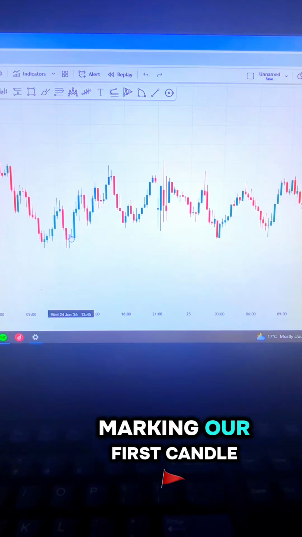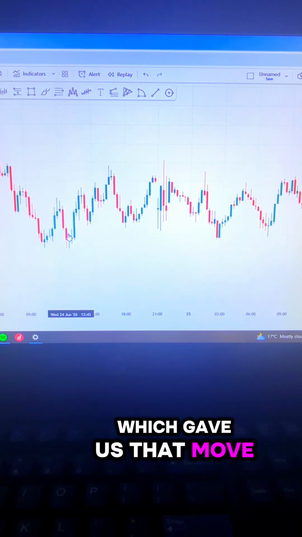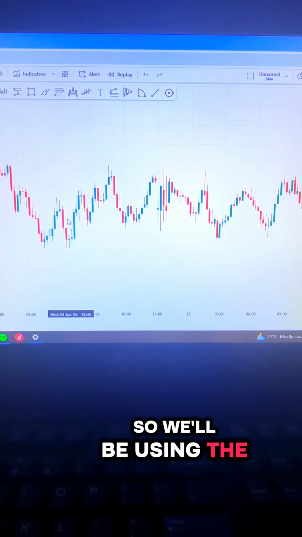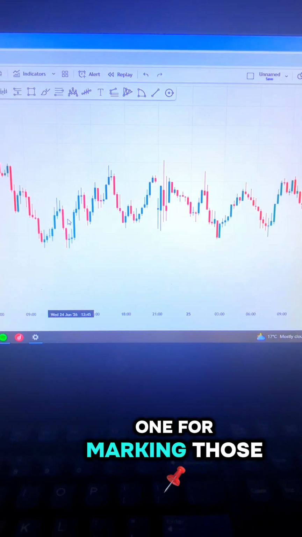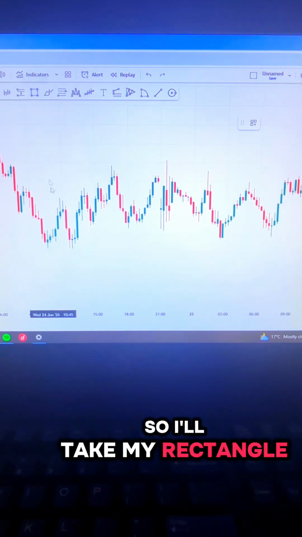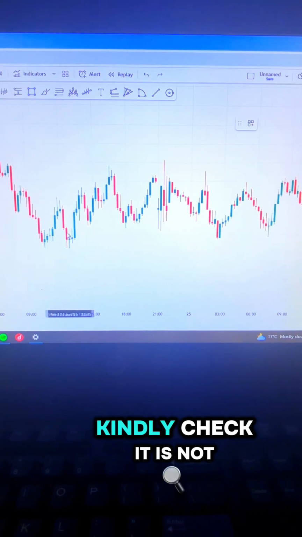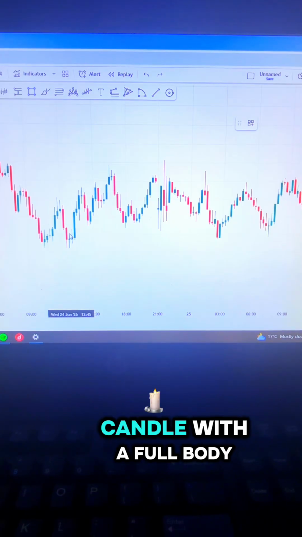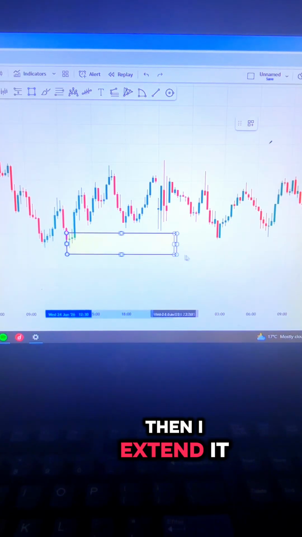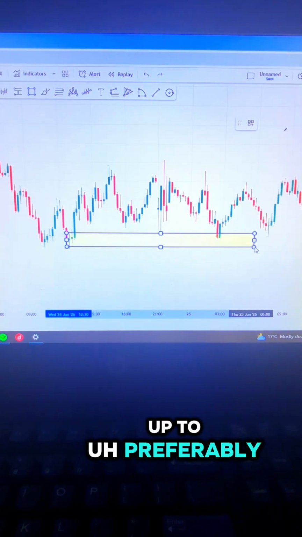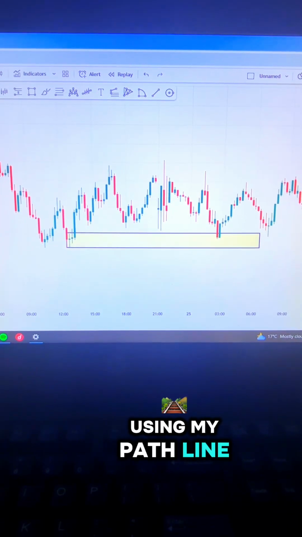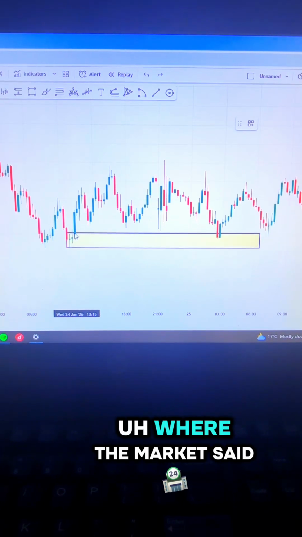So we'll simply mark the first candle which gave us that move as our demand zone. We'll be using the rectangle tool, which is the best one for marking demand and supply areas. I'll take my rectangle and mark these zones, and kindly check it is not this candle. We'll be marking this candle with a full body. I'll mark it this way, then extend it up to preferably this, which is a good zone. So I'll be using my path line, taking it from where the market started this move.